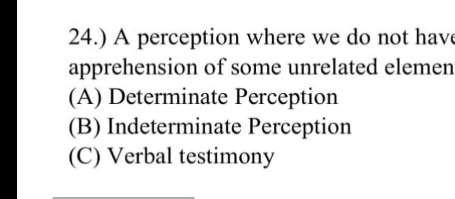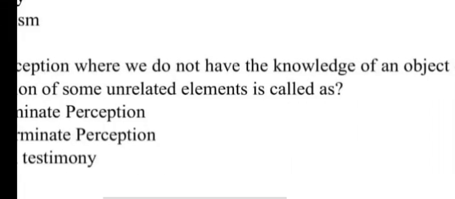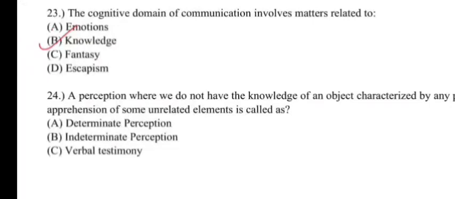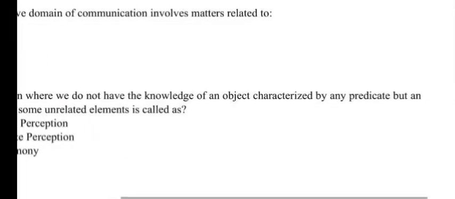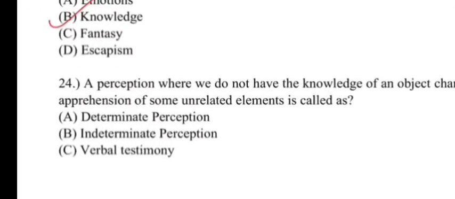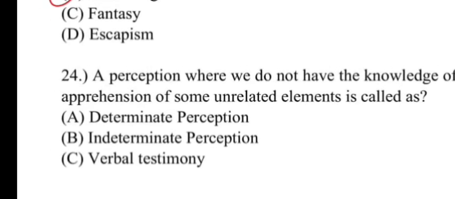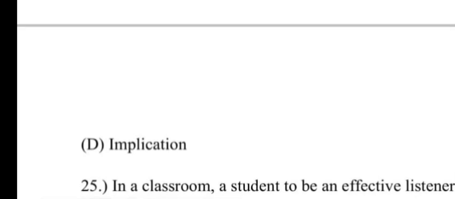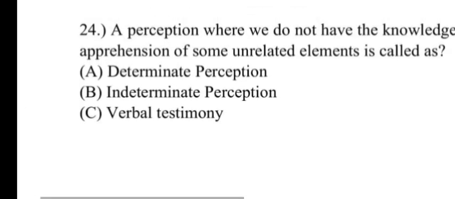Question 24 says, a perception where we do not have the knowledge of an object characterized by any predicate, but an apprehension of some unrelated elements, is called what? Determinate perception, indeterminate perception, verbal testimony, and implication. Question 24, it is B, indeterminate perception.